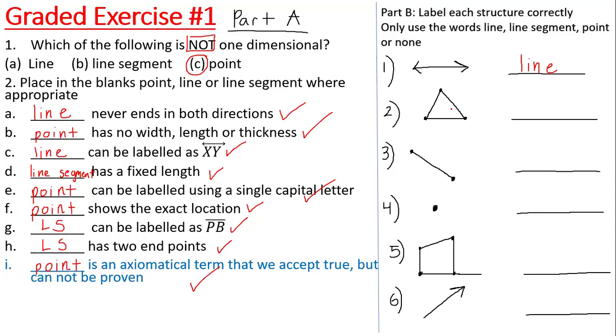Joel, what do you have for number 2B? I got none. None, very good. Anyone else have none for this? Yes, sir. None, very good. There's the line, this is none.